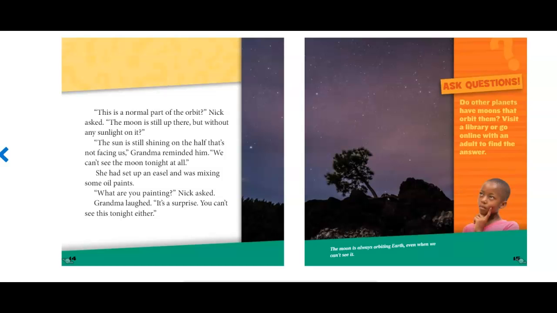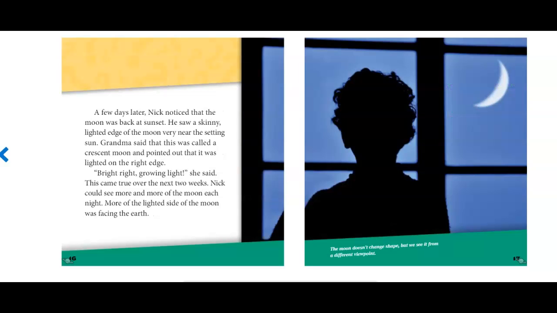Ask questions. Do other planets have moons that orbit them? Visit a library or go online with an adult to find the answer. The moon is always orbiting the Earth, even when we can't see it.